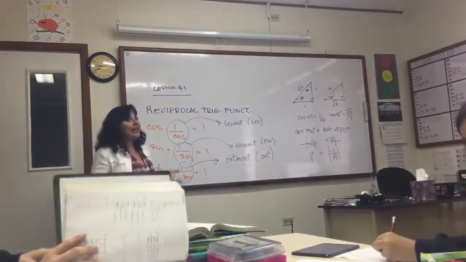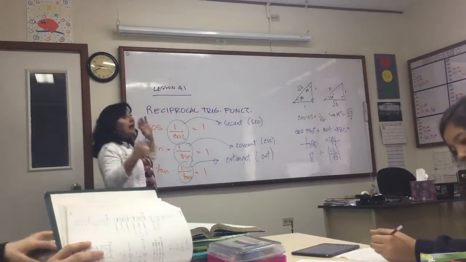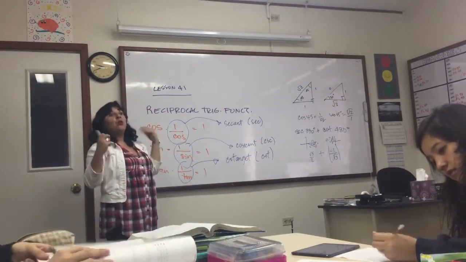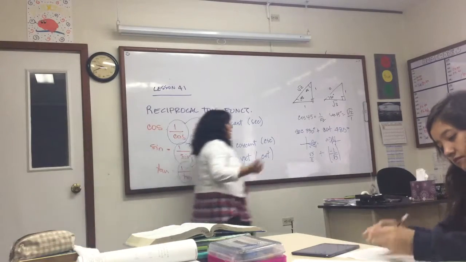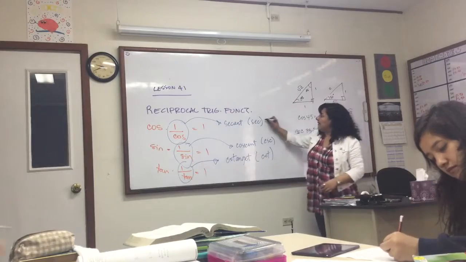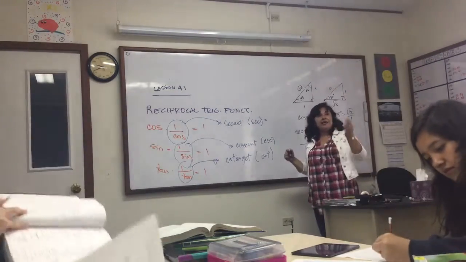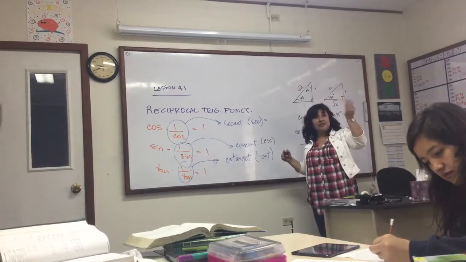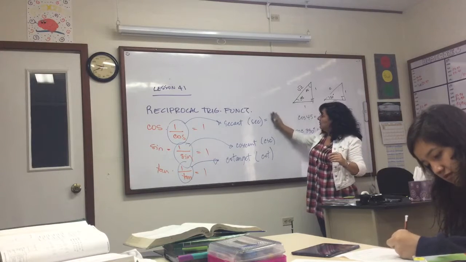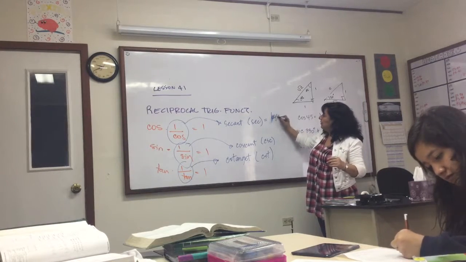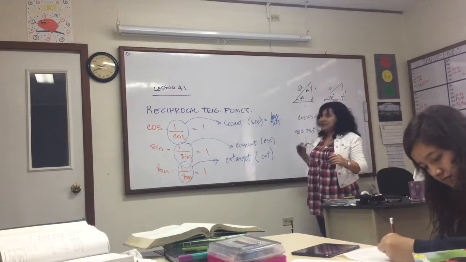Why do we do this? Because we can. Okay, but because they're trigonometric functions, we're gonna give them a name. And their name is this. We're gonna go a step further and I'm gonna tell you. Cosine is adjacent over hypotenuse. Therefore, its reciprocal is going to be hypotenuse over adjacent.